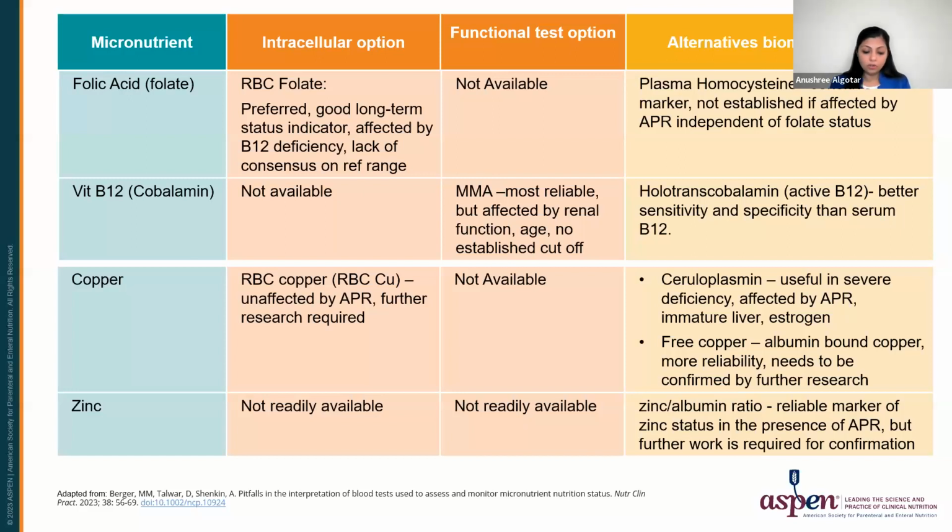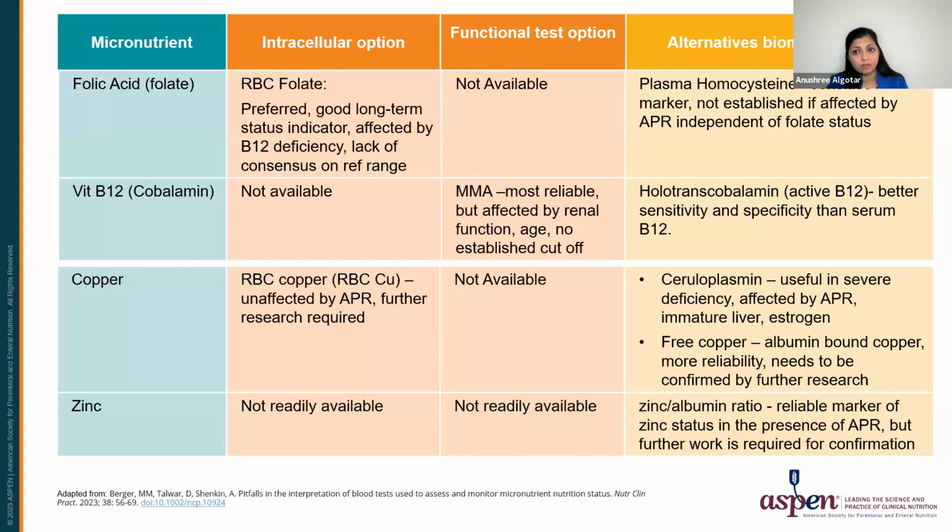Similarly, with other micronutrients such as folic acid, B12, copper, we have the similar challenge. For folic acid, the intracellular option of RBC folate is preferred over plasma levels. Alternative indicator is a plasma homocysteine, which is sensitive, but the effect of inflammation on it is currently undetermined or not established. When talking about vitamin B12, MMA is the most reliable parameter, but it is affected by renal function, age, and we don't have a specific established cutoff as such.